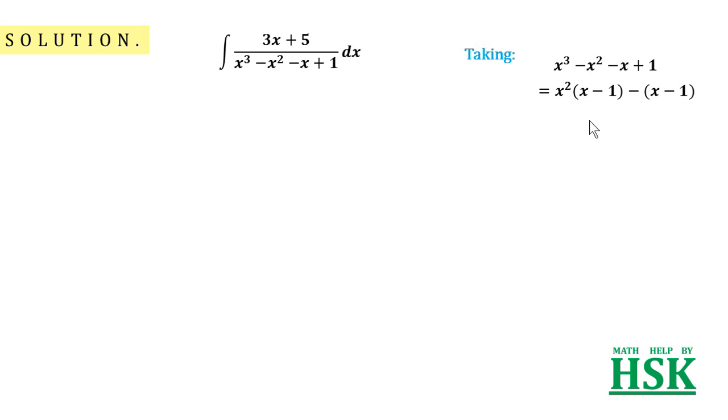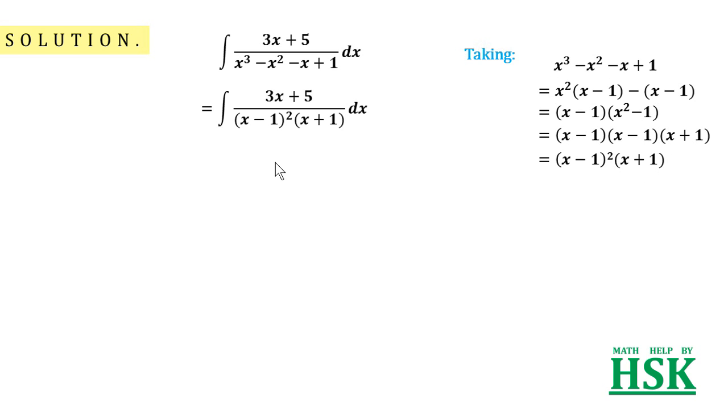Taking (x − 1) common from these two terms, I get (x − 1) into (x² − 1). This can be further factorized as (x − 1)(x + 1). So the factors of the given term in the denominator are (x − 1)² into (x + 1). So we are going to place this value in the given integral, and I'm going to get the integral like this.